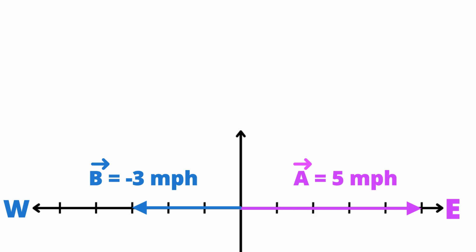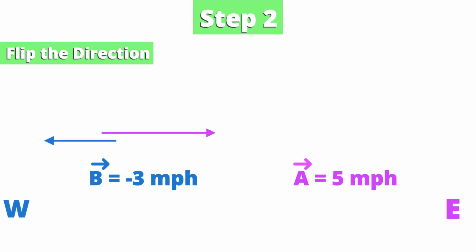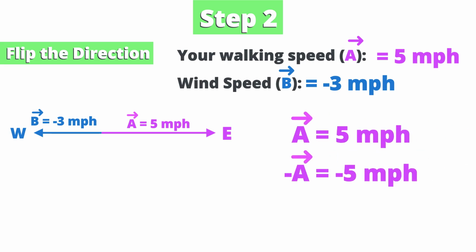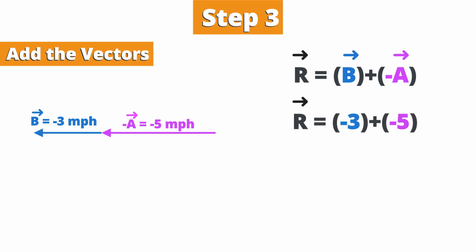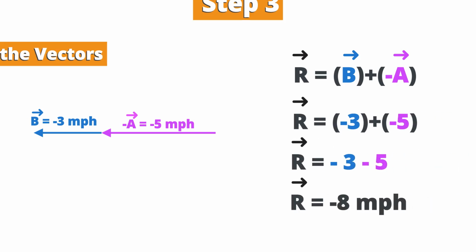Step 2. Flip the direction of the walking vector. To determine the wind speed relative to you, we need to subtract your walking velocity from the wind's velocity. This involves flipping the direction of your walking vector. Negative A equals negative 5 miles per hour. Step 3. Add the vectors. Combine your flipped speed with the wind speed. R equals negative 3 plus negative 5, which equals negative 8 miles per hour.